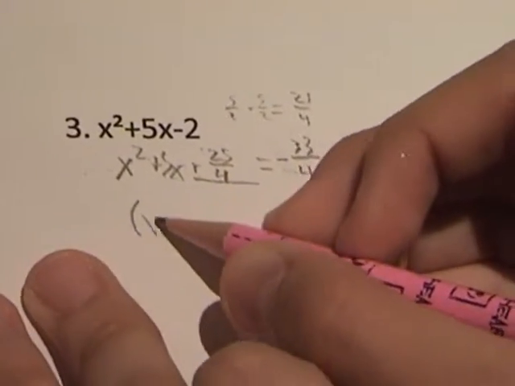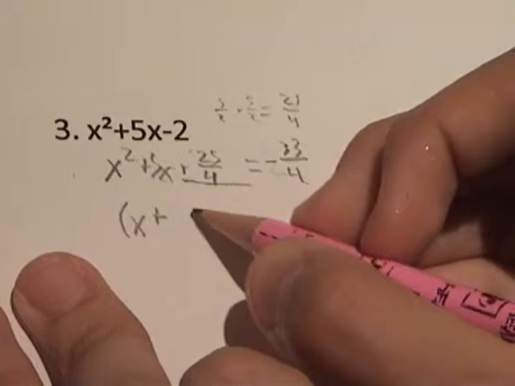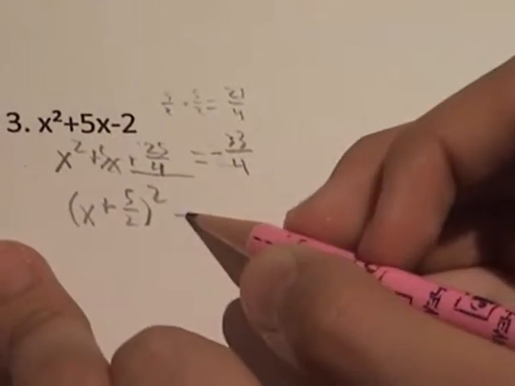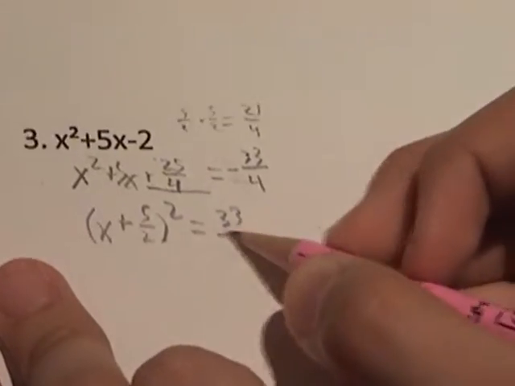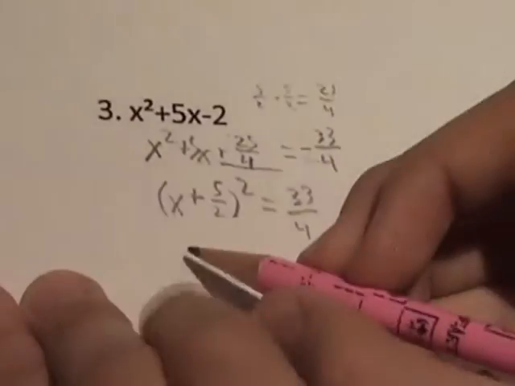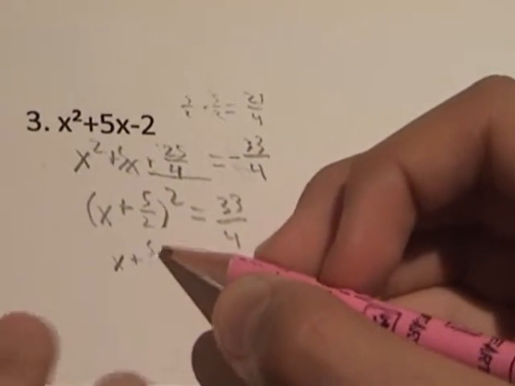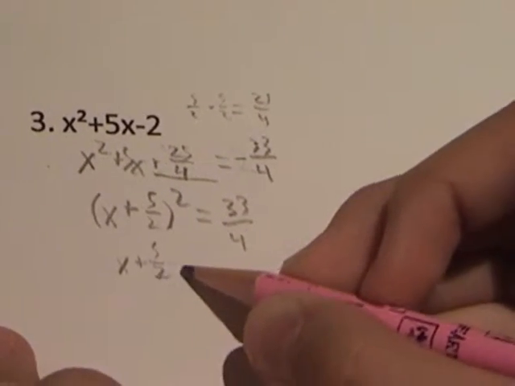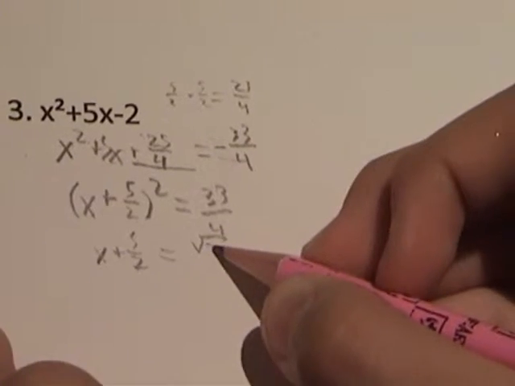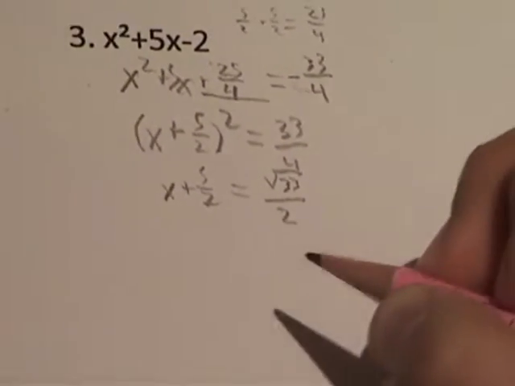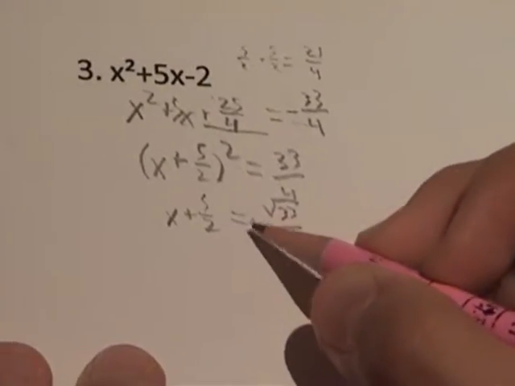Simplify this. X plus 5 halves squared equals 33 over 4. Take the square root of both sides. X plus 5 halves equals square root 33 over the square root of 4, which is 2, plus or minus.